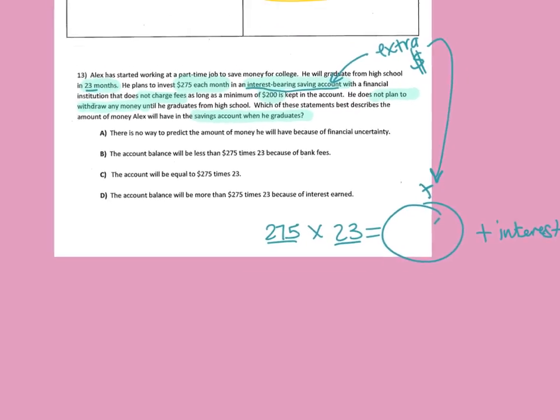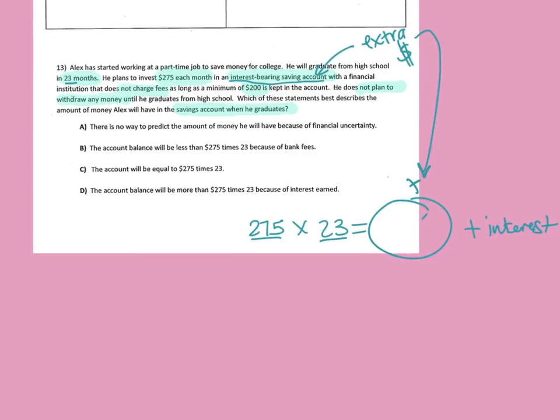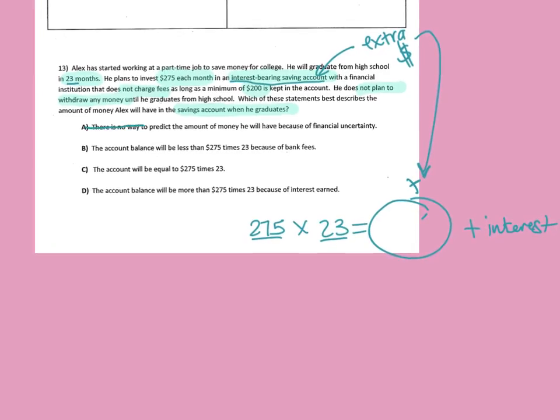So when we look at our answer choices, A says there's no way to predict the amount of money he will have because of financial uncertainty. That's not true. If you're putting the same amount of money in each month for so many months, you're going to know what you're going to have. Plus interest. B, the account balance will be less than 275 times 23 because of bank fees. Remember, it said it does not charge fees.